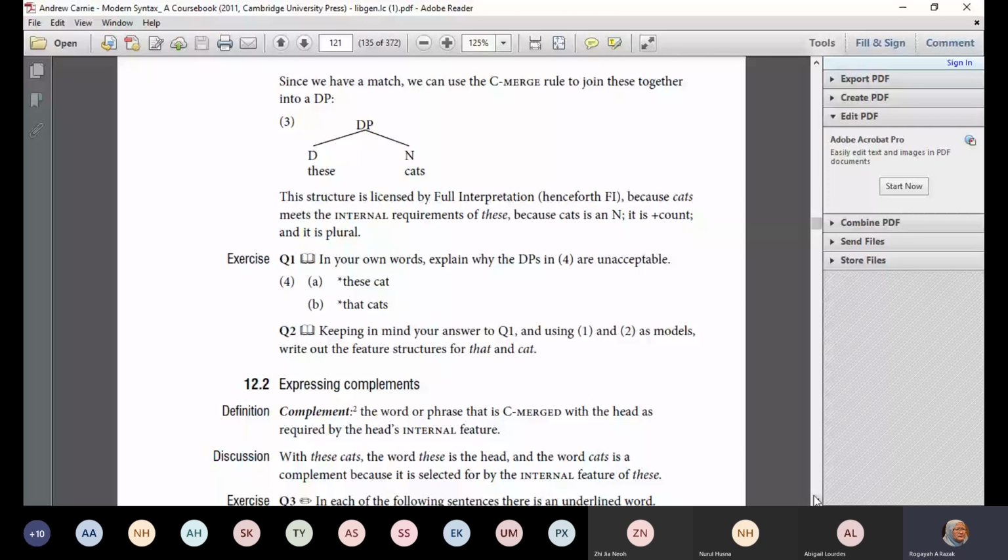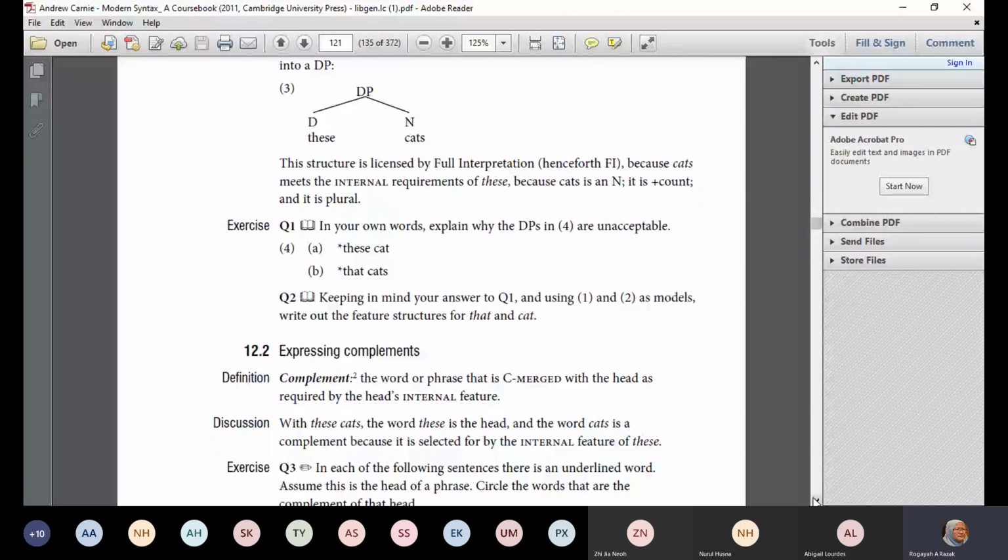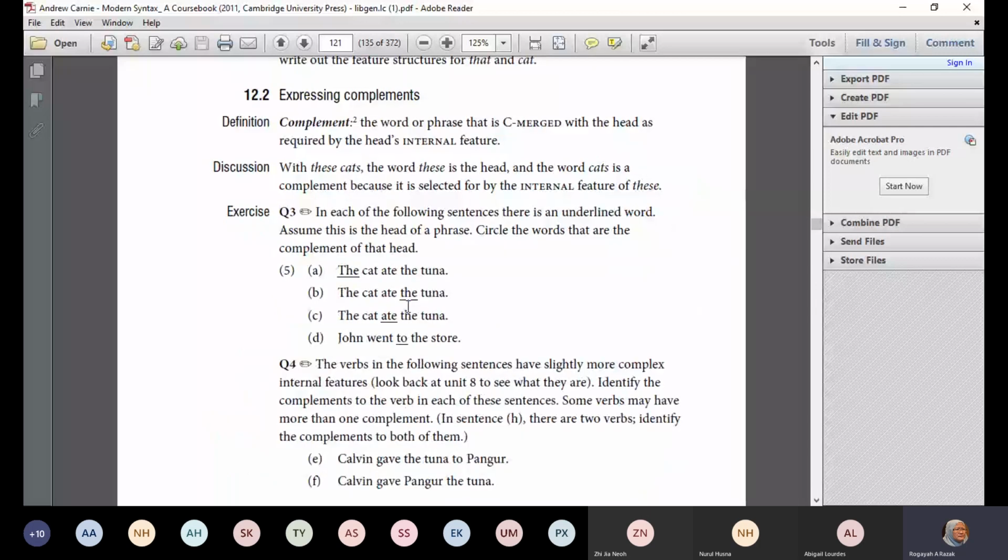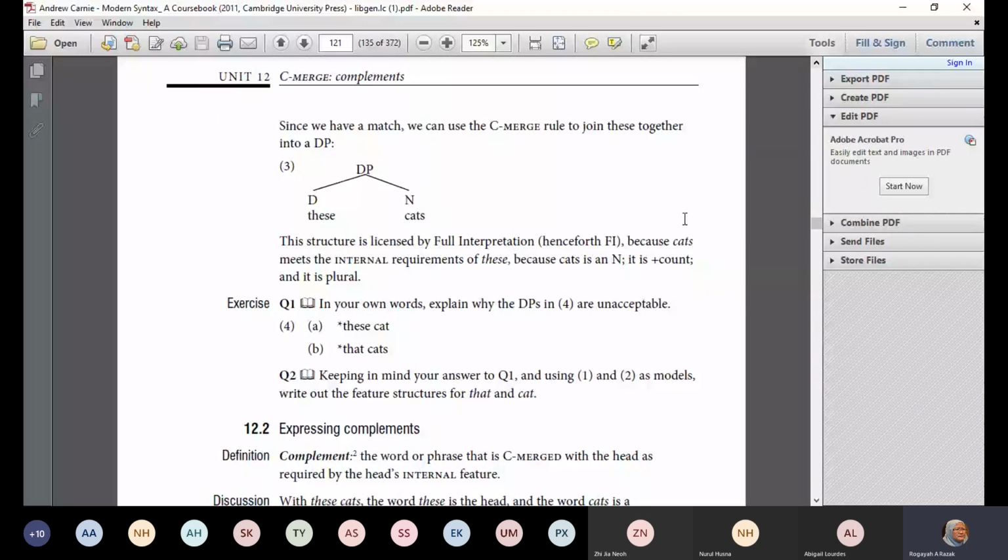Then expressing complements. Any question on this? I think this is a very important part that you need to understand. Any question? You can turn on your mic and ask me if you have any question. Okay, so I think everything is fine.